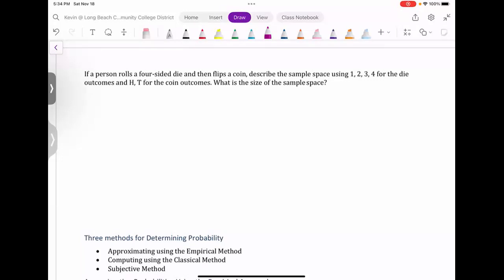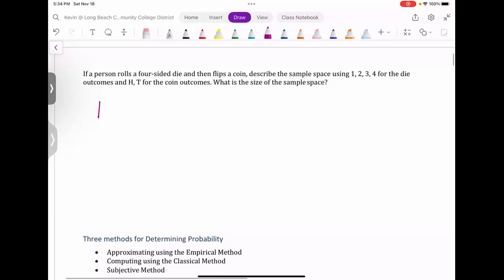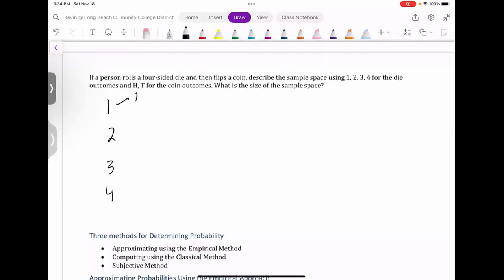So we'll do another tree diagram. They can roll a 1, a 2, a 3, or a 4 with the 4-sided die. And then they flip a coin. It's either a heads or it's a tails.